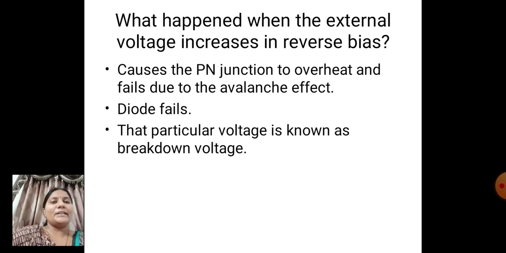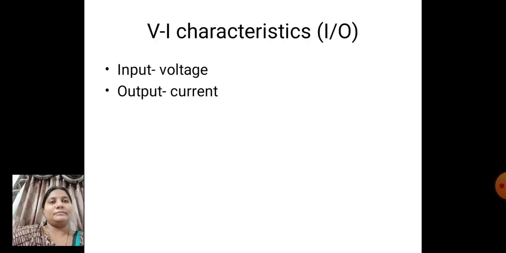So what is the voltage I am increasing? From 0, minus 0.1, minus 0.2, because this is under reverse bias, right? Whenever we come to the forward bias, it is 0, 0.1, 0.2, like that. Clear?